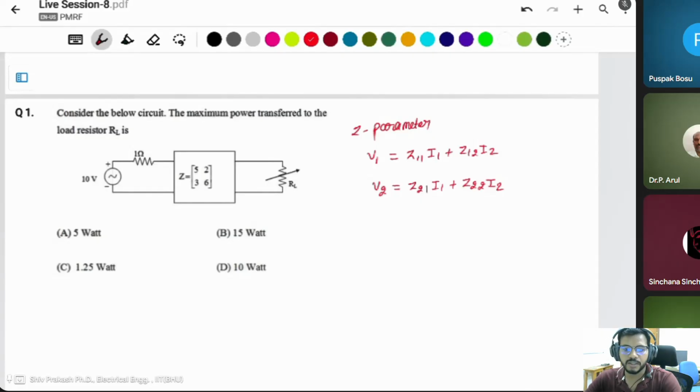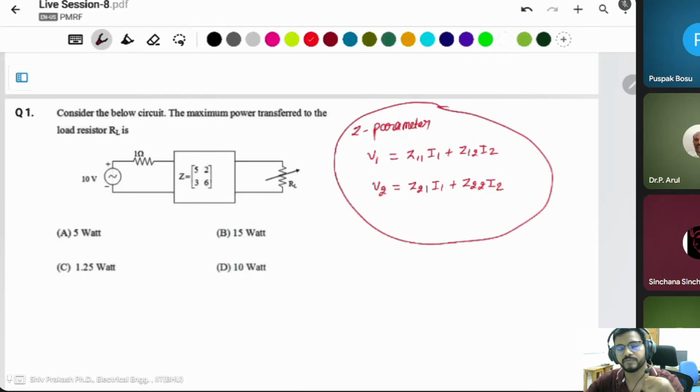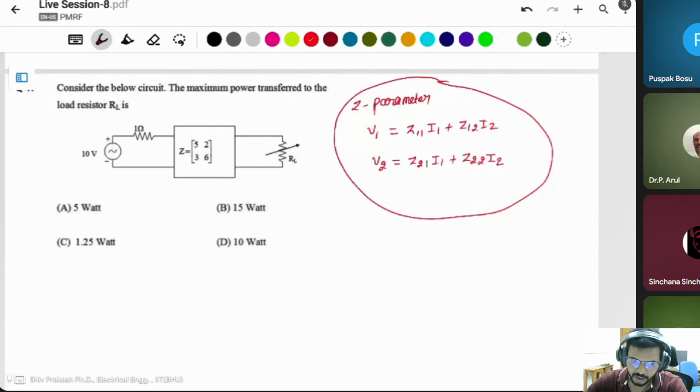To solve these types of questions, you have to define these quantities. You can write these equations in your own way. Suppose this is Z11. Z11 is simply V1 by I1. It means this is the impedance.